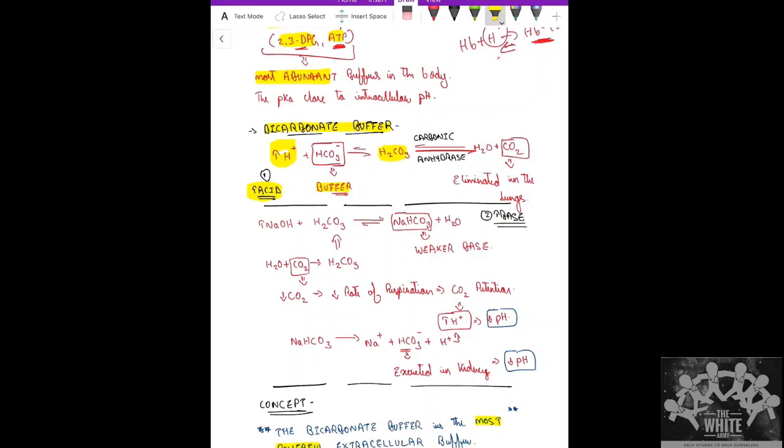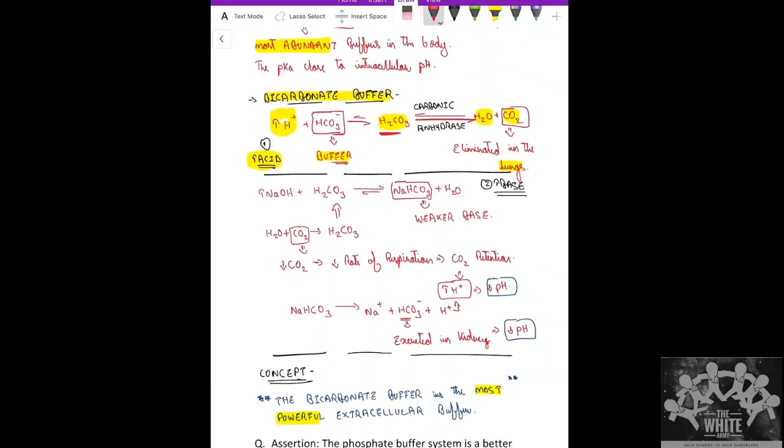In the presence of carbonic anhydrase, in the lungs, they will be broken down to H2O and CO2. This CO2 is eliminated by the lungs. So H plus is eliminated by the buffer. In the blood, H2CO3 will be formed. So pH is maintained. Now let's come to the second, alkalemia.